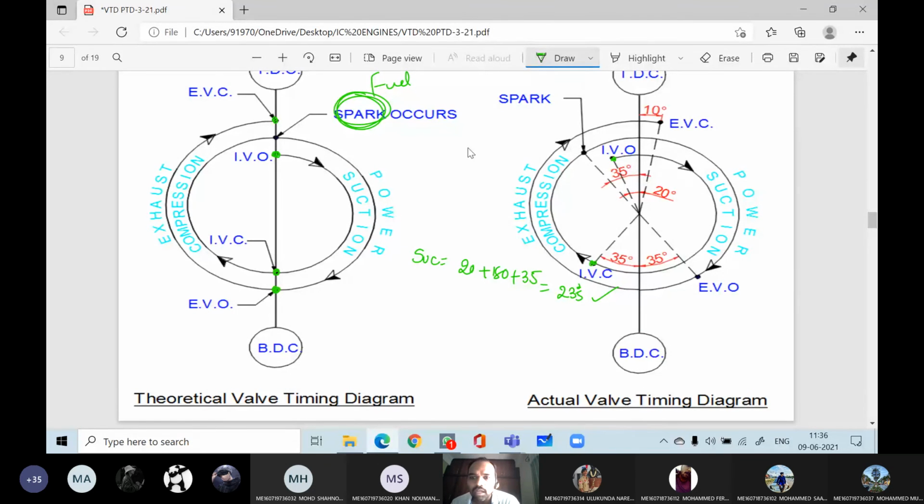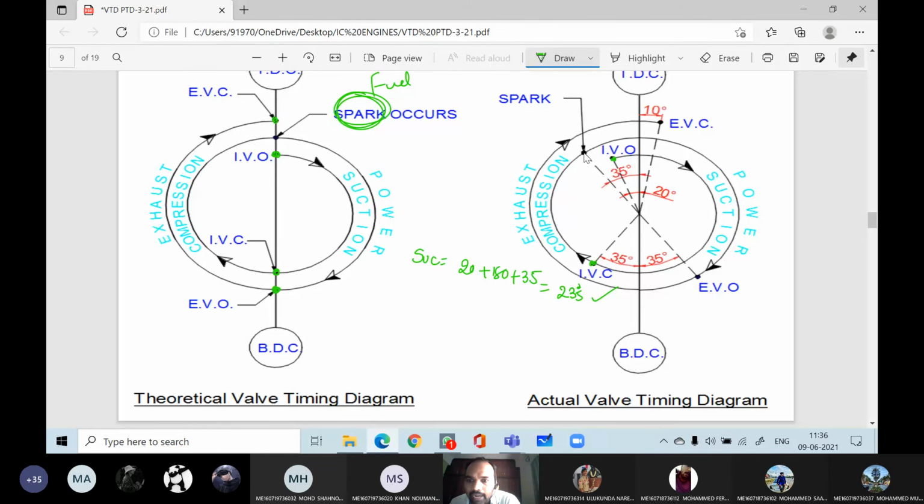The reason, as I told, is that the valves do not open instantaneously. They take a certain time to open completely, and at the same time they take time to close completely. That is one reason. The second reason is that if more time is available for suction, a greater amount of charge will be admitted, thereby the volumetric efficiency is increased. And the inlet valve is closed over here. From here compression starts, right?